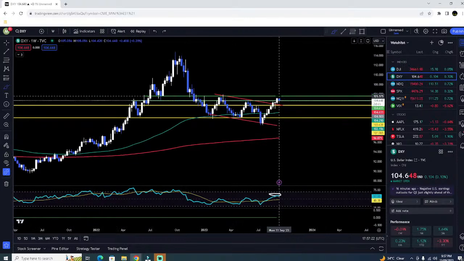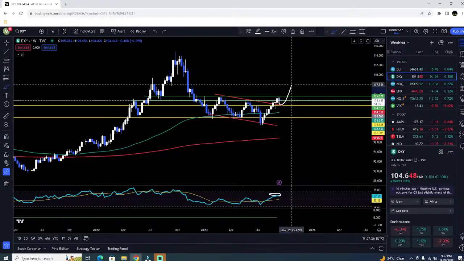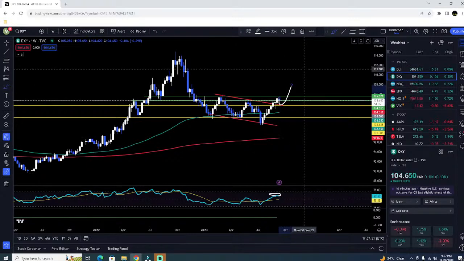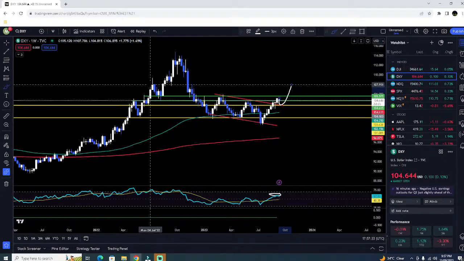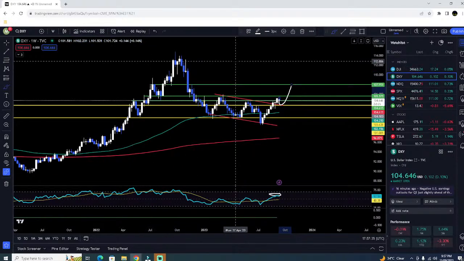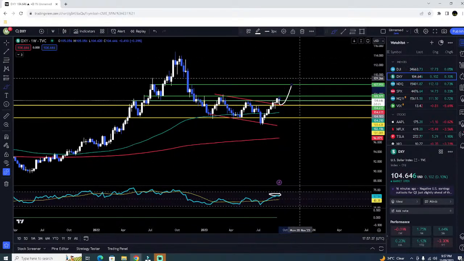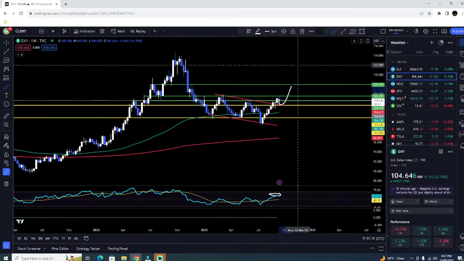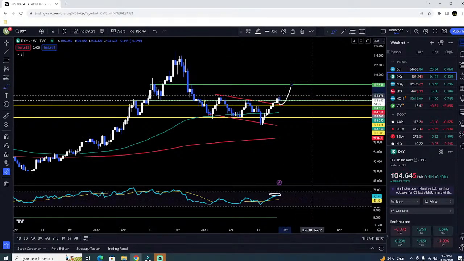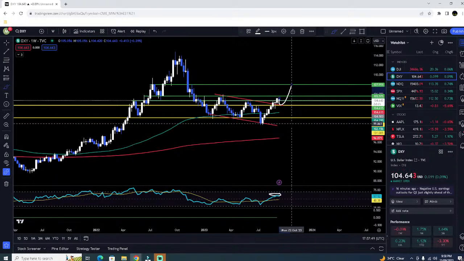So that is why we have to be very careful that a retest of this red line and a bounce from here can be very dangerous for the US stock market. If we see this sort of action, then we are talking about this range over here, 107.5, 108, and a pump of this sort can be very bad for the Nasdaq. Maybe we can touch 14,000, 13,700, somewhere in that range if the dollar index moves in this direction.